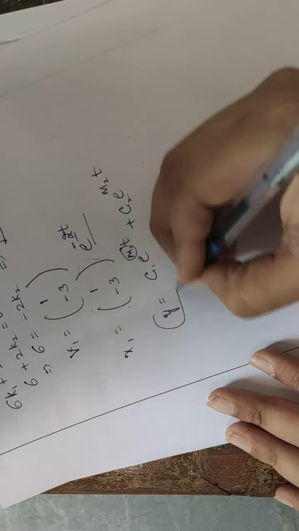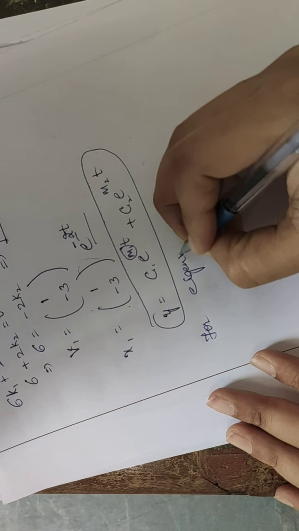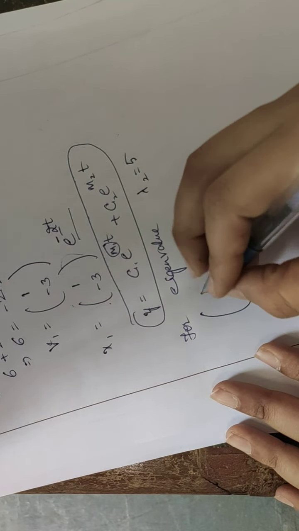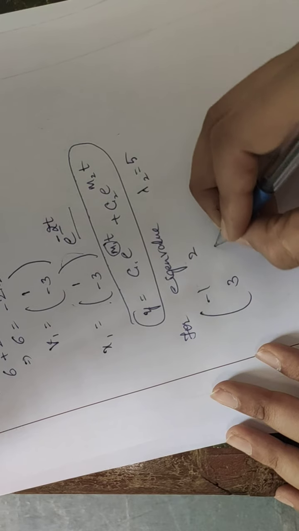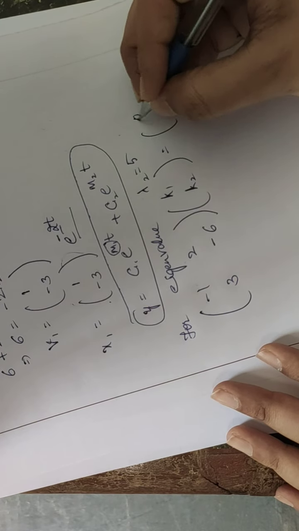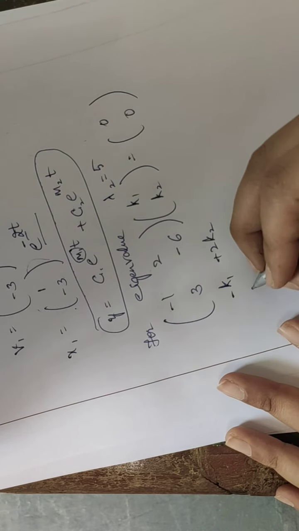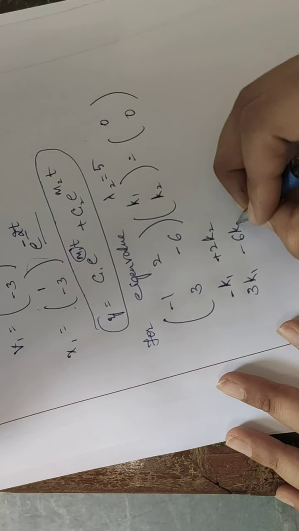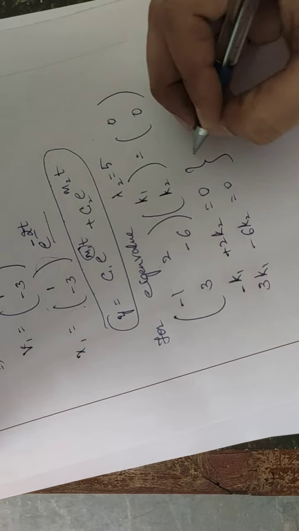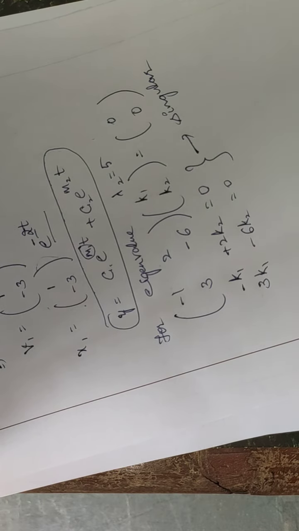Similarly, for eigenvalue lambda 2 is equal to 5, the matrix will reduce to minus 1, 2, 3, minus 6 into k1, k2 is equal to 0, 0. This is minus k1 plus 2k2 is equal to 0, and 3k1 minus 6k2 is equal to 0. Again, if you observe these two equations, the system is singular.